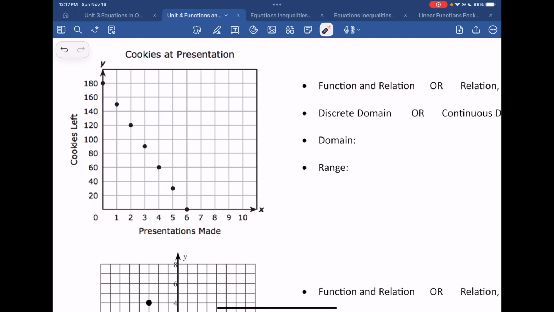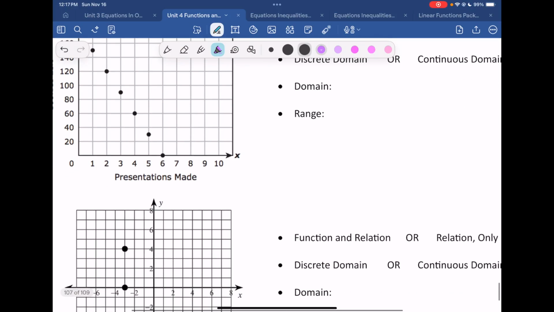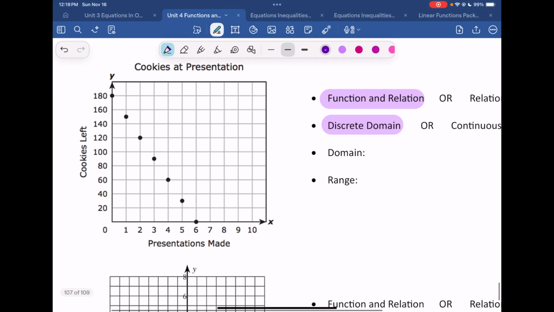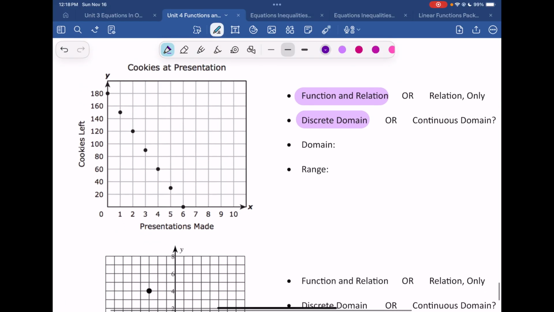And then also, this is a function and it's a relation. They are all relations because it passes the vertical line test. So if you draw vertical lines through the points on this graph, you'll notice that each vertical line touches the graph at only 1 point, no more than 1 point. Okay, so I'm going to highlight over here that this is a function and a relation, and the domain is discrete.